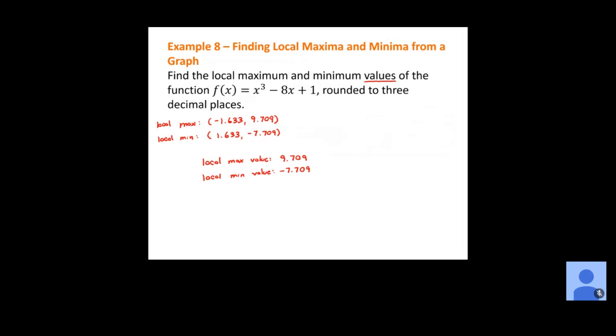So if we're looking for local min and max, it's the entire ordered pair. If they ask for a local max value or a local min value, they only want the y value at that point instead.